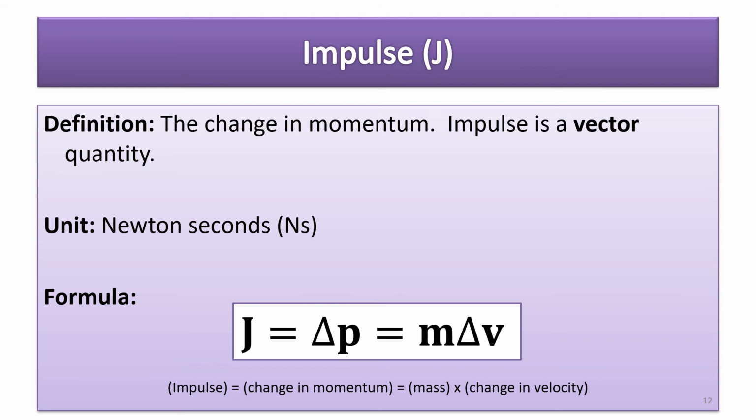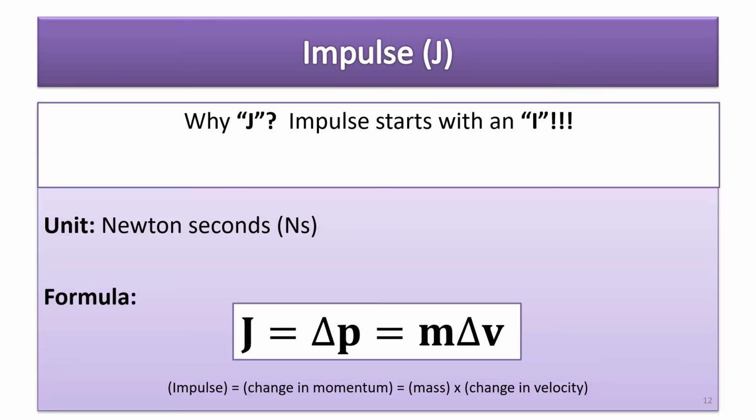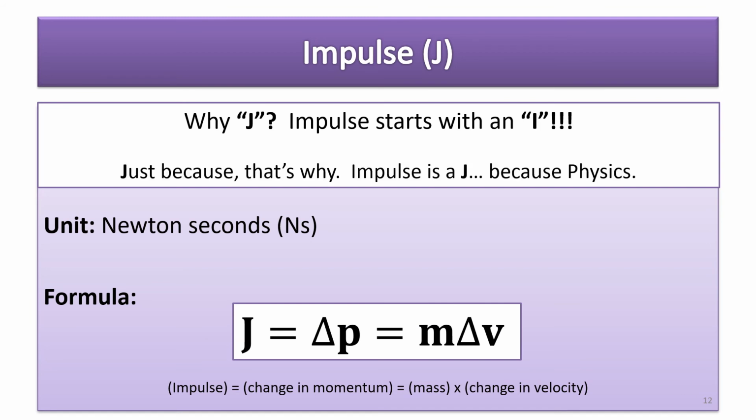And most of the time, if you're changing your momentum, it's not because you're changing your mass. It could be. You could definitely change your mass in certain situations. But most of the time, it's because you're changing your velocity. So that's why we can expand this out to m delta v. We're going to talk about impulse more tomorrow when we do the impulse momentum theorem. But for now, we'll just say that if you change your momentum, it's because an impulse was imparted on you. Why is impulse a J? Just because, physics.